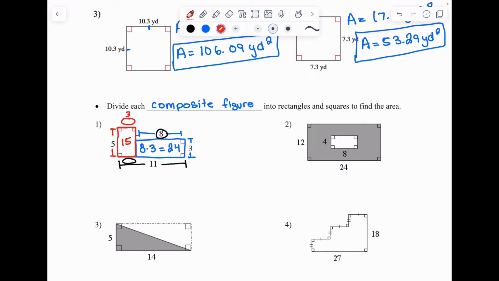And then to find the area of the entire composite figure, I'm going to add 15 and 24 together, which would give me 39. And I'm going to say units squared since I don't have any other units given to me.